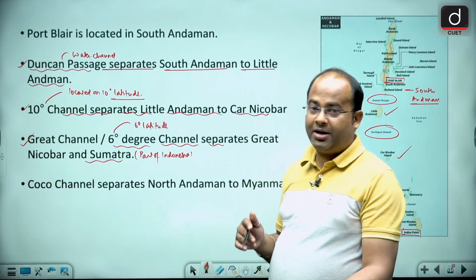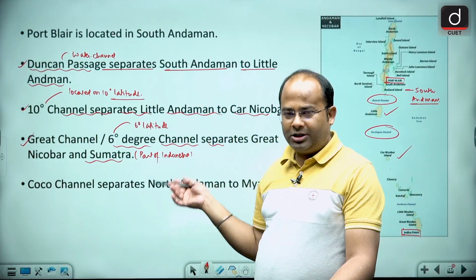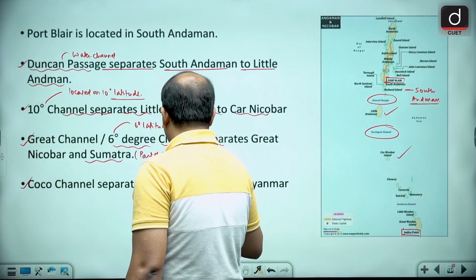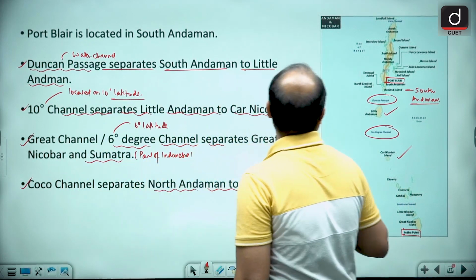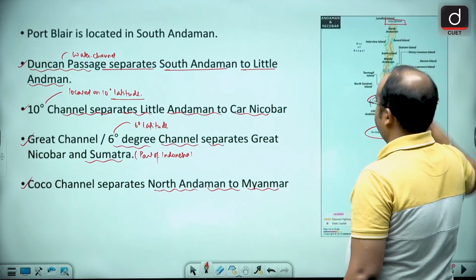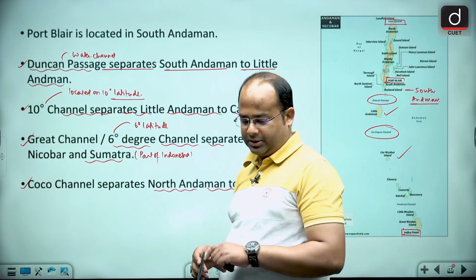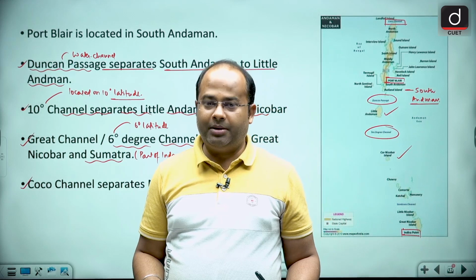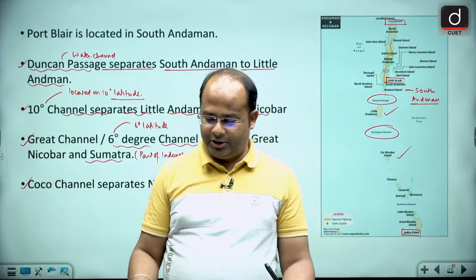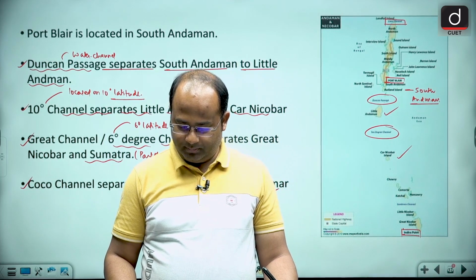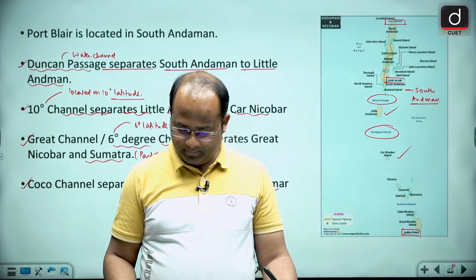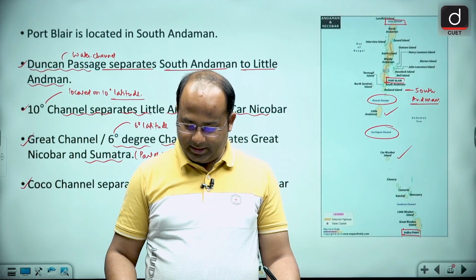And there is one more channel which is called Coco Channel that separates North Andaman from Myanmar. So the Coco Channel, guys, separates North Andaman from Myanmar. Is that clear to all of you, guys? Which channel separates what? Please remember the names of these channels because this question is asked multiple times in your examination. Is that clear, guys?